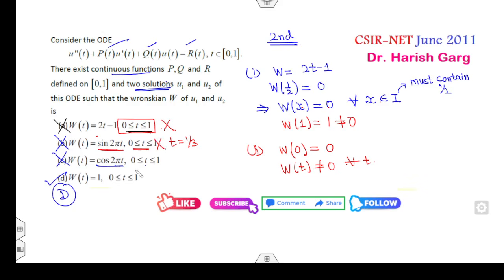Again, the second option is cancelled. Similarly, if you take t equal to 1/4, then the Wronskian at the point 1/4 is 0 for the third option, but the Wronskian is non-zero for all t. That means the third option is also cancelled. The right option is D, that is the right answer.